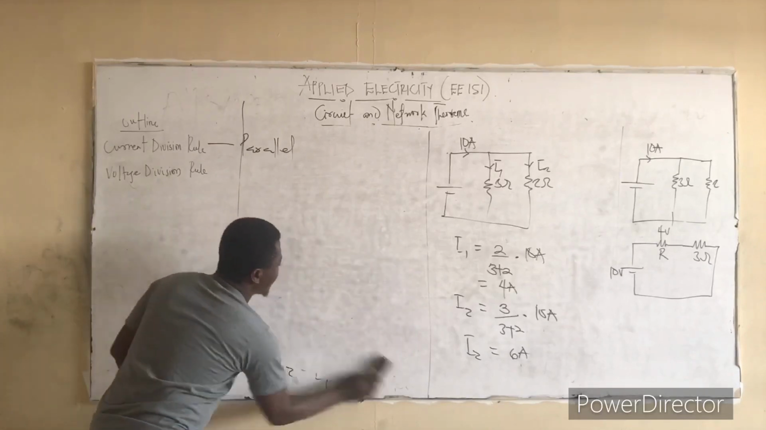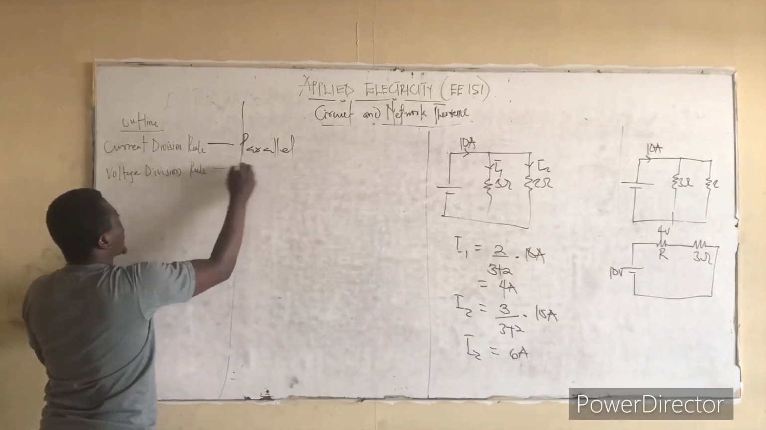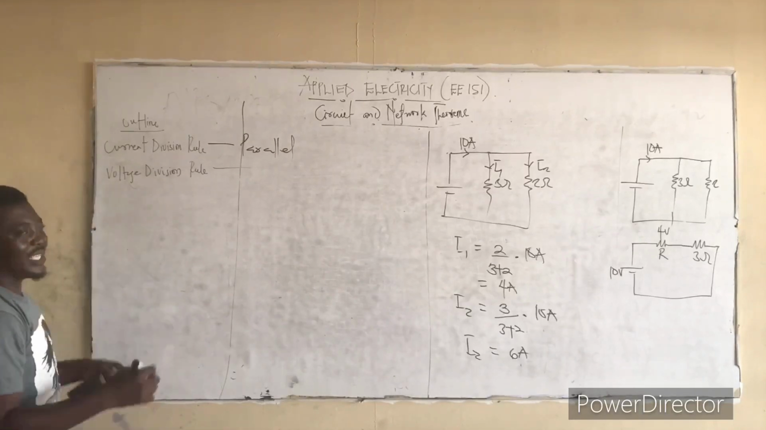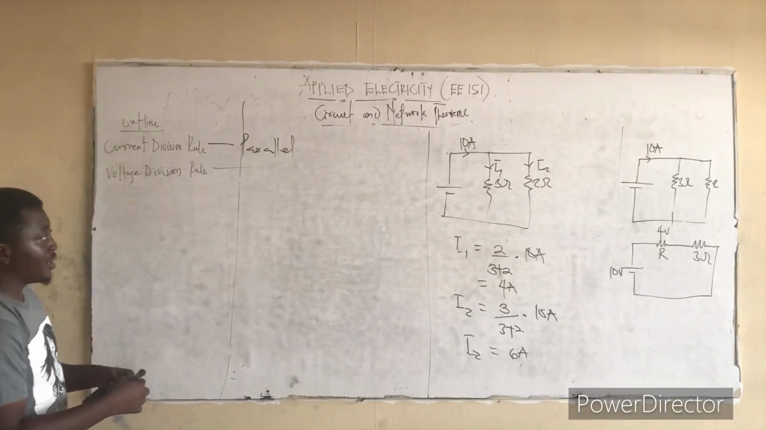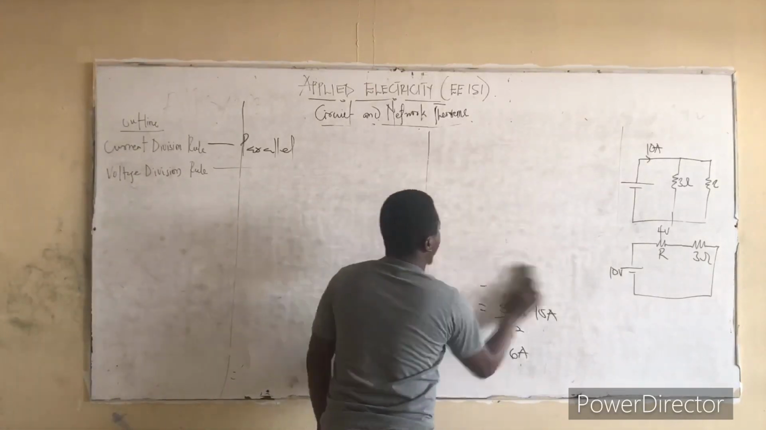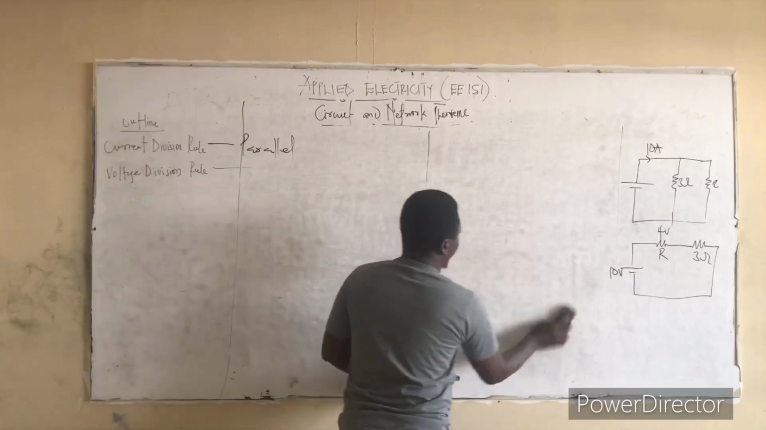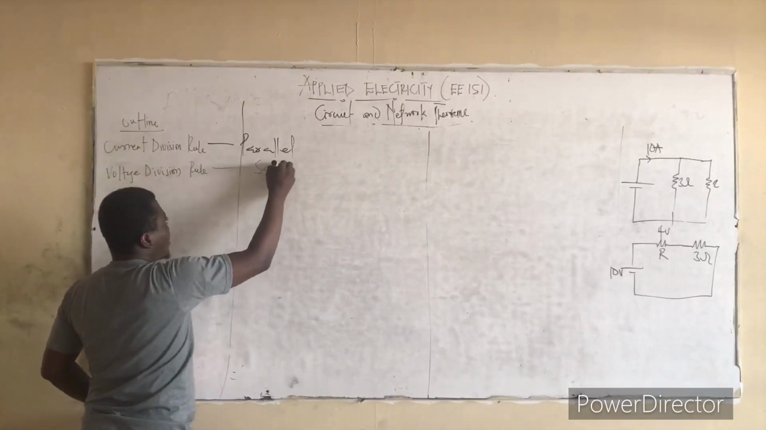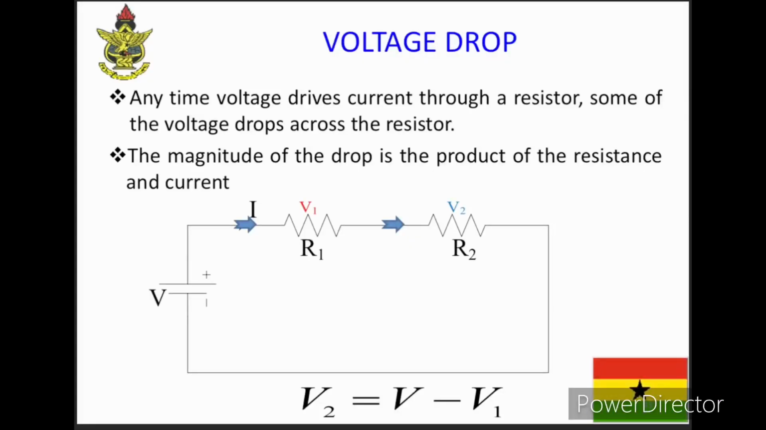With the voltage division, we said for current division, the resistance must be parallel. The voltage division is opposite. It's opposite. So that one, the resistance must be in series. So in order to do voltage division, resistance must be in series.